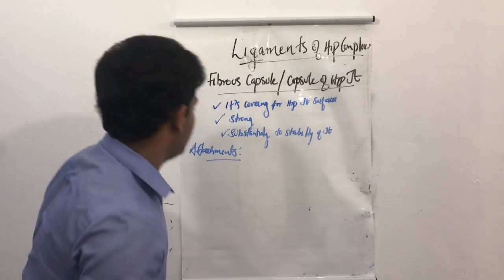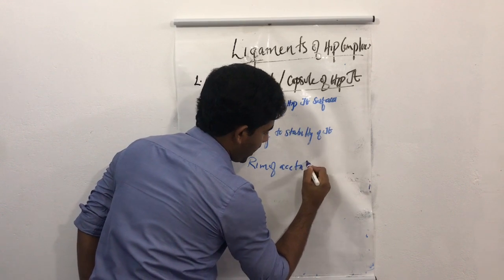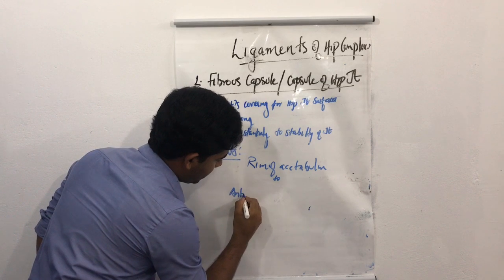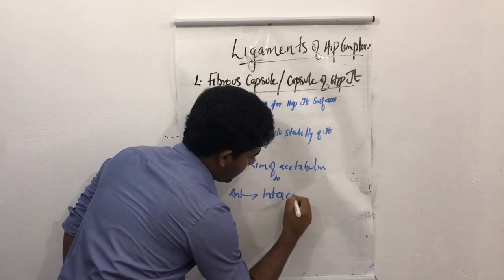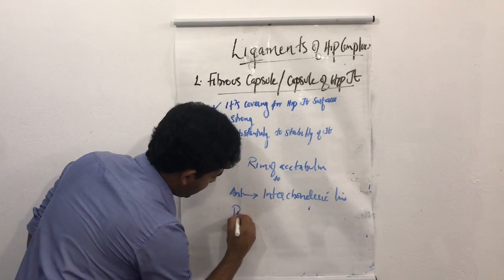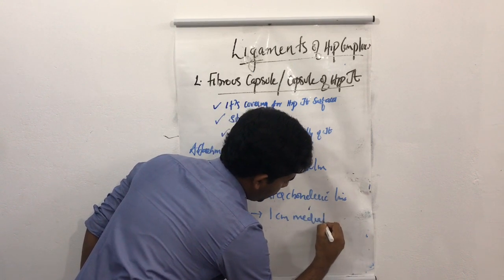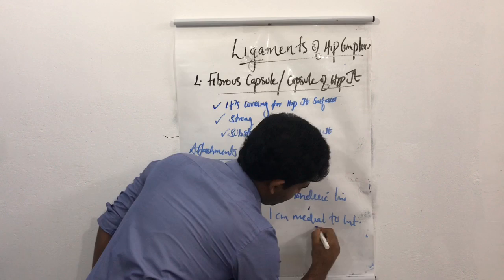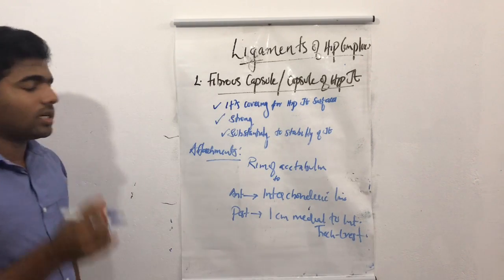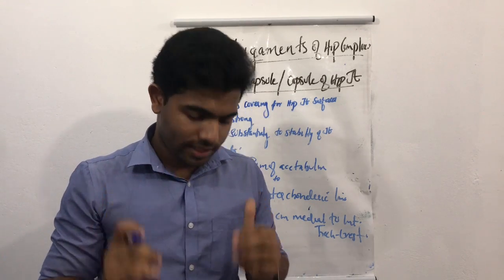So it is simple. It originates from the rim of the acetabulum, and anteriorly it is attached to the intertrochanteric line. Posteriorly, it is attached 1 centimeter medial to the intertrochanteric crest. Here it is crest, okay? So that's the attachment of the hip joint capsule.